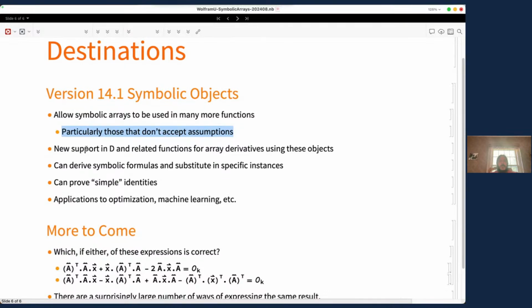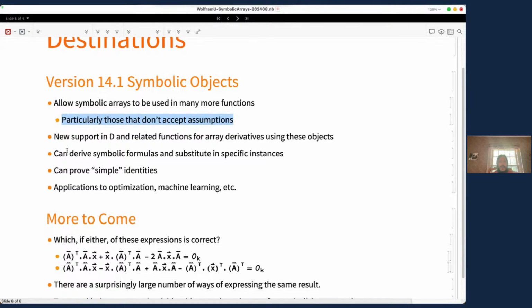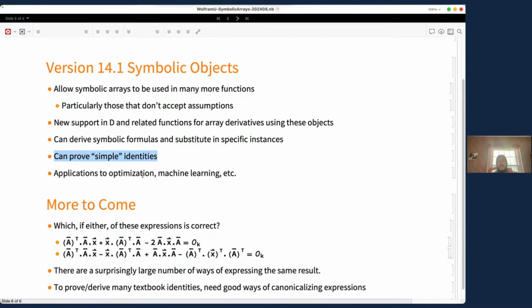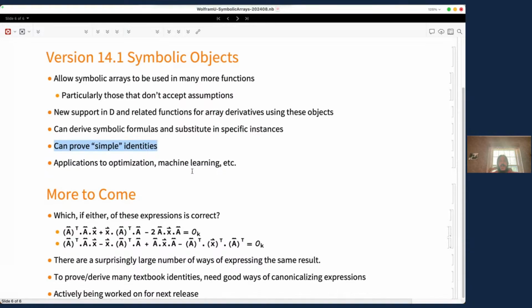We have new support in D for dealing with these objects, and we can derive simple formulas and substitute in specific instances. We can also prove various simple identities, right? I derived, we got the zeros out when you contracted antisymmetric things. And there are applications to optimization, machine learning, basically everything you get from derivatives. But there's still more to come.